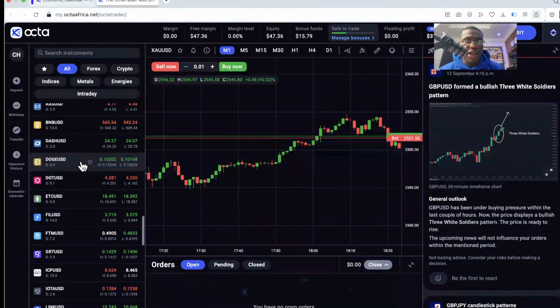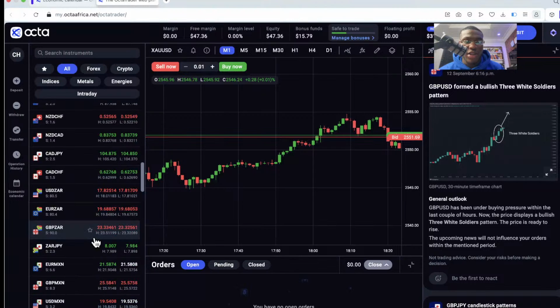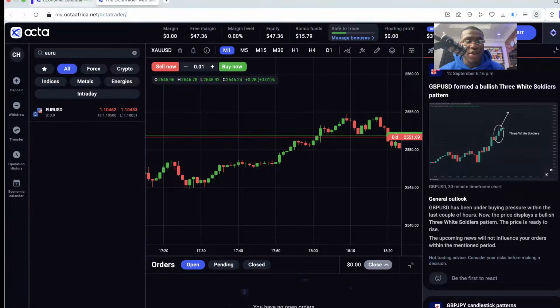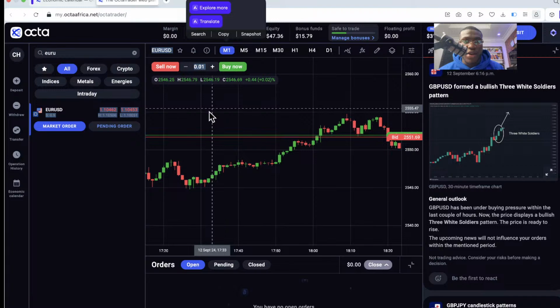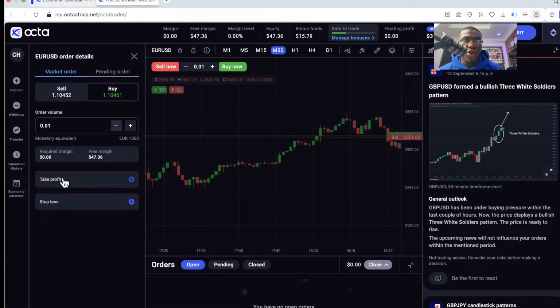Okay, so let's say it's somewhere hidden in this long list of instruments. You can always come here and type Euro USD, and it comes out. We click on it. All right, and then we see it displayed on the chart right now. So this is the Euro USD. Take profit and your stop loss.